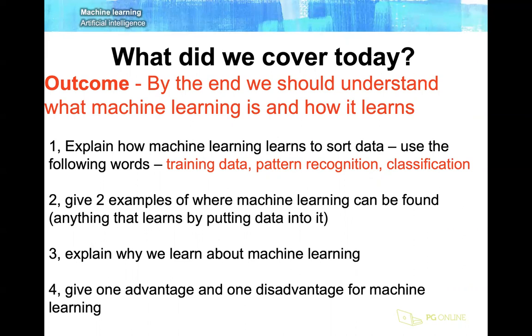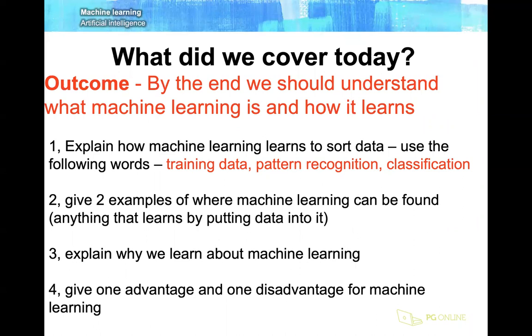So we learn about machine learning because it's advancing a lot. It's going to become more and more relevant in our lives, and it's something that would advance your skills as well. You'll improve your critical thinking skills just by learning about it. Number 4, give one advantage and one disadvantage for machine learning. So we've looked at so many advantages and we've looked at quite a few disadvantages as well. Now, just take a minute and check if you can recall what these advantages and what these disadvantages were.